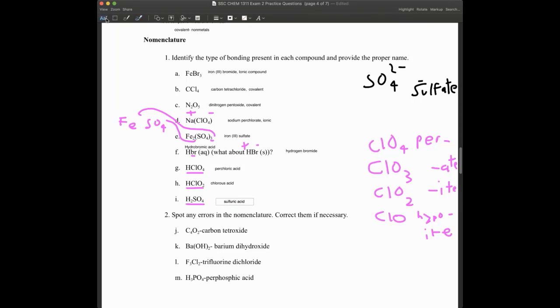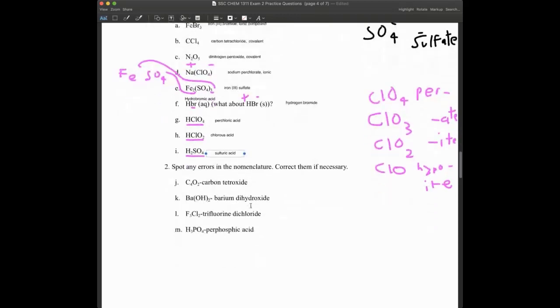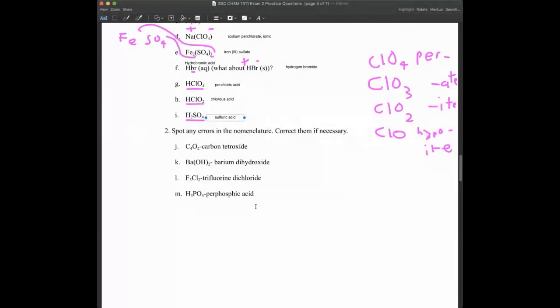So I wanted to point out something here. Notice how with SO4 the ate becomes ic, but down here with the chlorate, the ClO4 is going to be per. So each of them is a case-by-case basis on what's ate and what's per or ite. So it's really important that you go and memorize all of these molecules. Okay. Good job, y'all. Does anyone have any questions? Cool. So if no questions, let's move on.